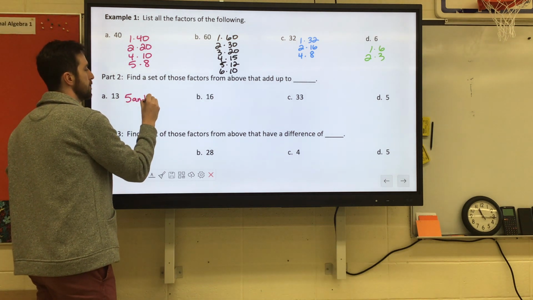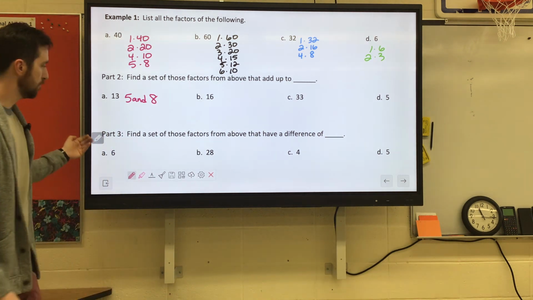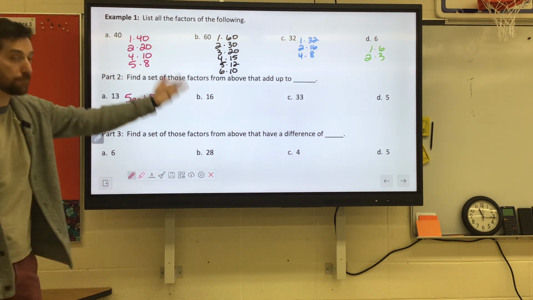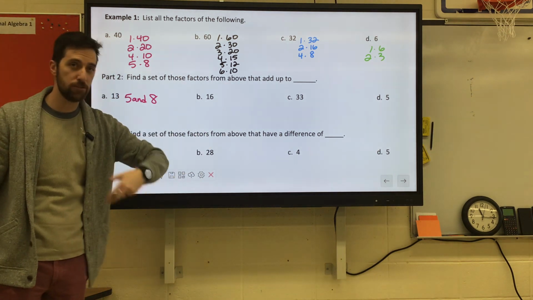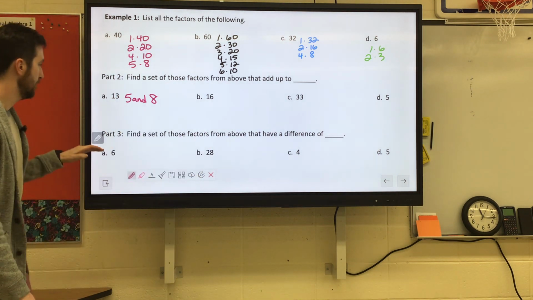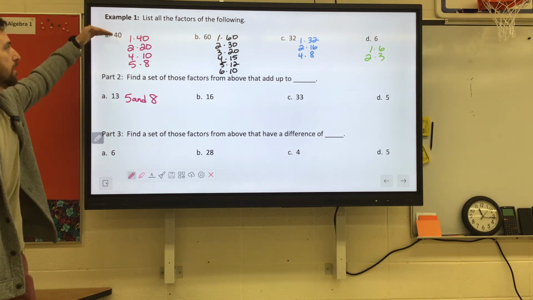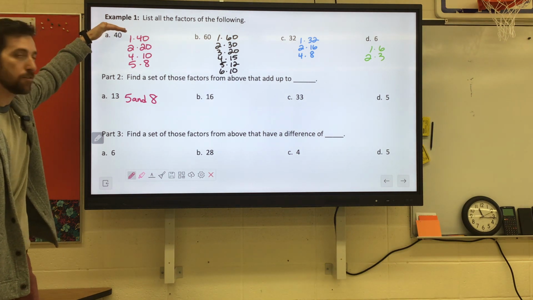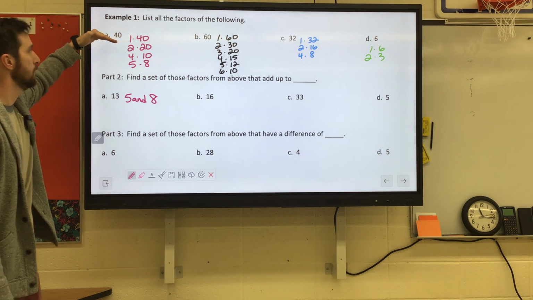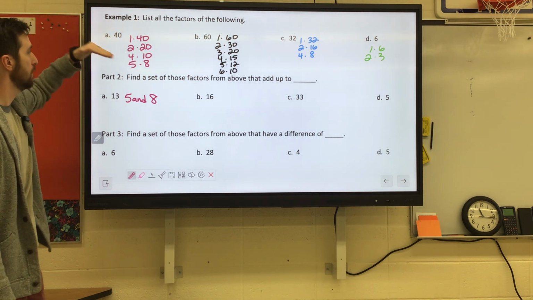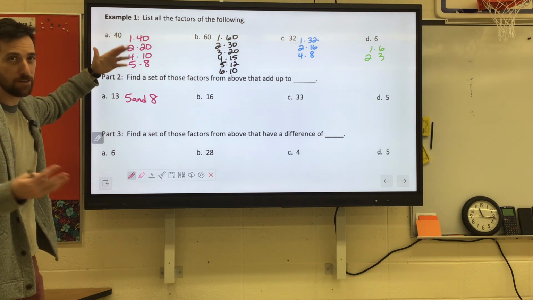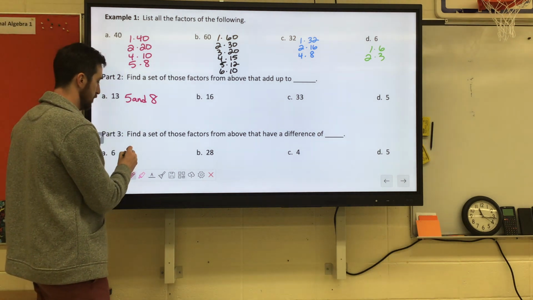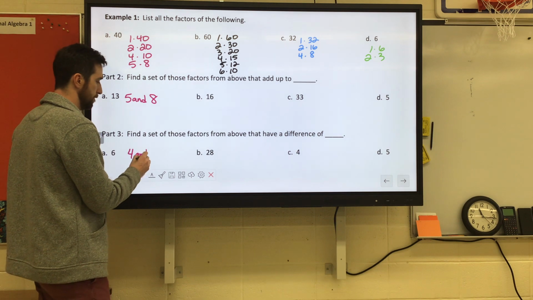5 and 8. And then if you look at part 3, it says find a set of those factors from above that have a difference of 6, meaning they subtract, or they're this far away. So which set of these numbers are 6 apart from each other? Well, 1 and 40 are 39 apart from each other. 2 and 20 are 18 apart. 4 and 10, those are 6 apart. And again, difference means subtraction, so you could just subtract them. So we'd say 4 and 10.